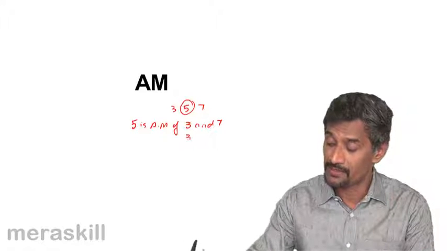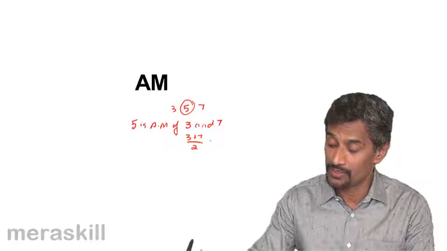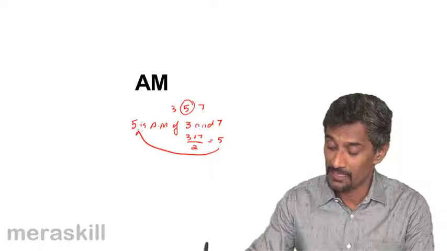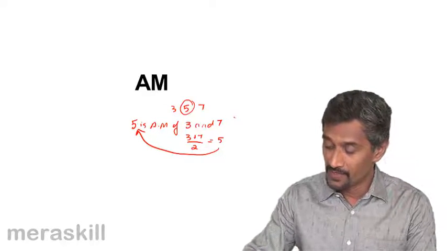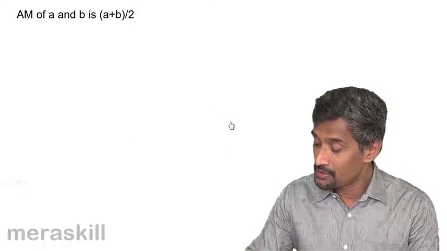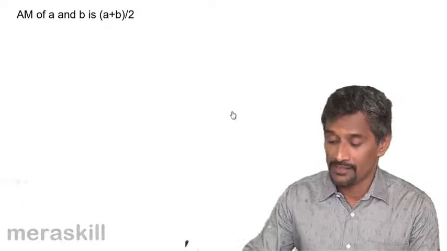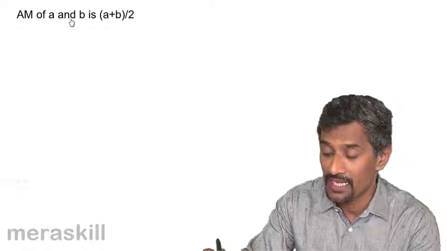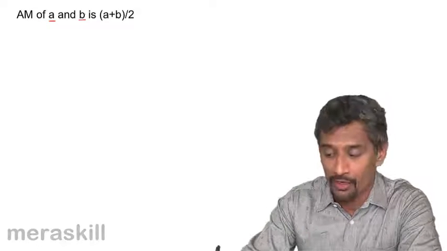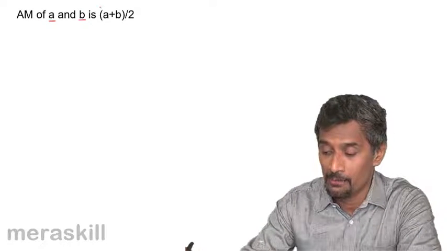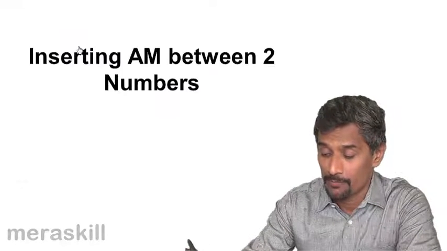So if you see, 5 is the AM of 3 and 7. You can check it up and see 3 plus 7 upon 2 is 10 by 2, which is 5, the same as this 5. So what do we have in store here? For example, simple formula: AM, that is arithmetic mean of A and B, is nothing but add them and divide by 2. Another simple common man uses the word average of these two. So A plus B upon 2 is the formula.